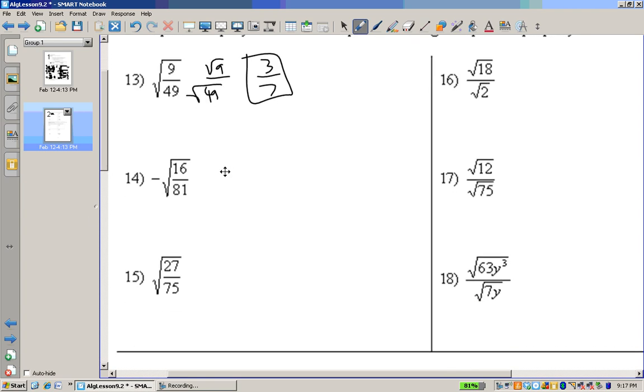Again, 14, we can split this up, the opposite of the square root of 16 over the square root of 81. That is negative 4/9.